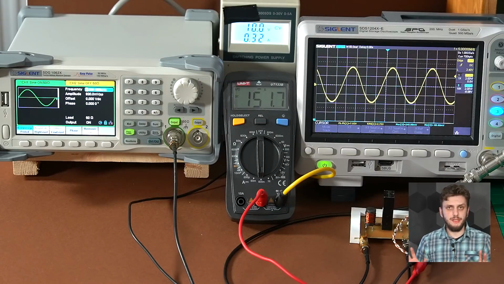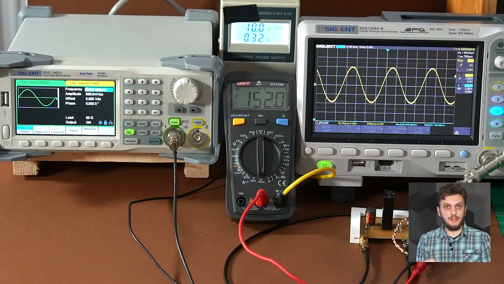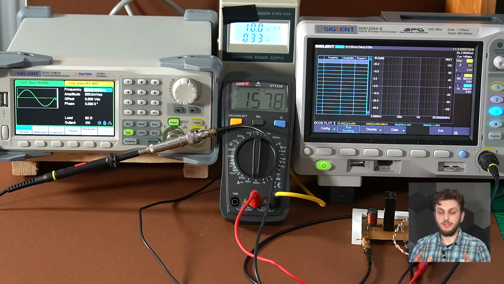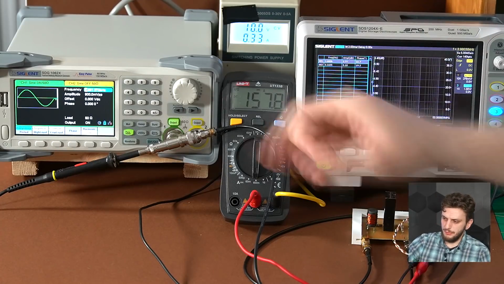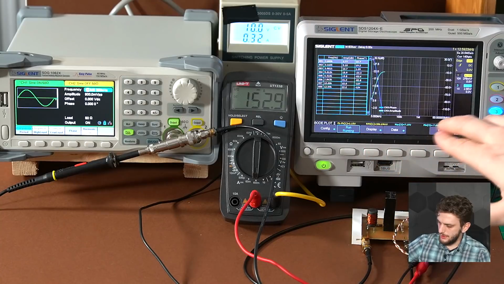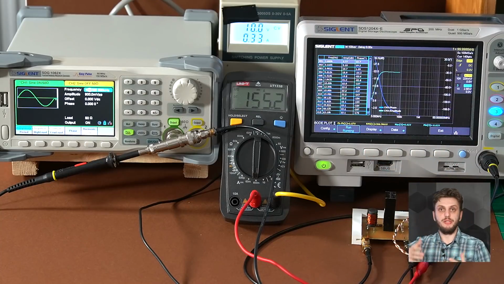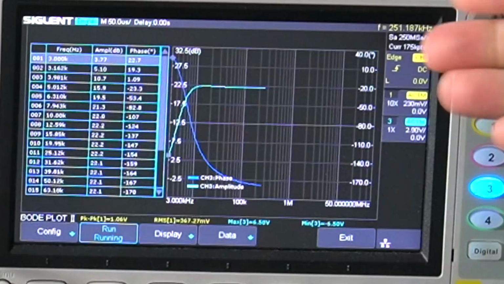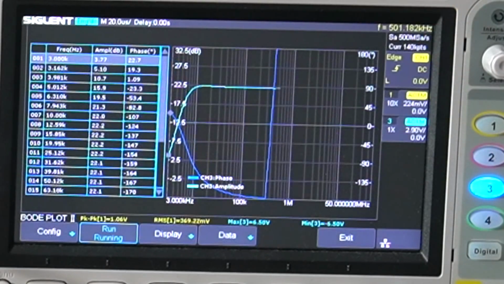So you can see that we are getting a very wide bandwidth, but the best way to test it is not like this, but rather with a Bode analysis. For this measurement, I'm using a signal amplitude of about 900 millivolts, and I'm running a sweep between 3 kHz and 50 MHz, just so we can see a nice and wide response. If we look at the measurement, with 10 points per decade, we can see we are getting a very nice, very flat response, all the way up to almost 20 MHz.